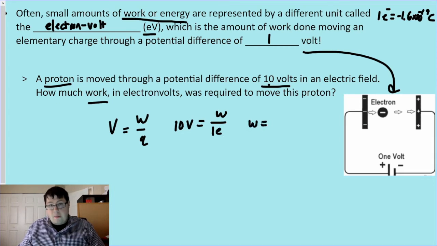Solve this out, W, or my work or electrical energy, is equal to 1e times 10 volts, which is equal to 1 times 10, 10 electron volts. So you can see this unit just works out naturally. 1 proton through 10 volts gives me 10 electron volts. Now, there's one more special situation we're going to see before we move on to talk about current.